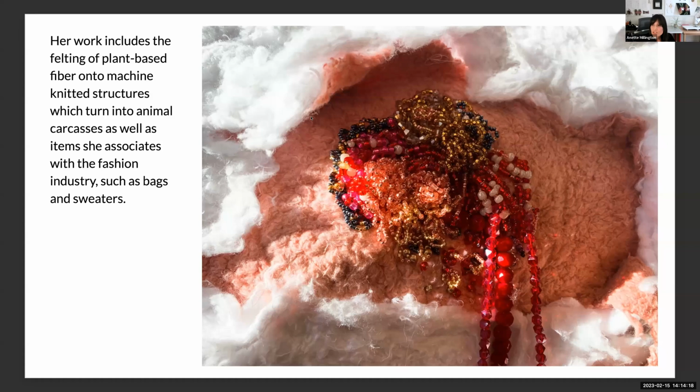She begins with a machine knitted understructure, which she then felts plant-based material onto and beads into. She also uses natural dye in her work. The results are these kinds of structures. Some elements of them read quite like animal carcass.